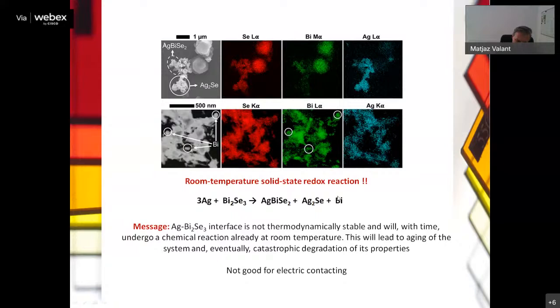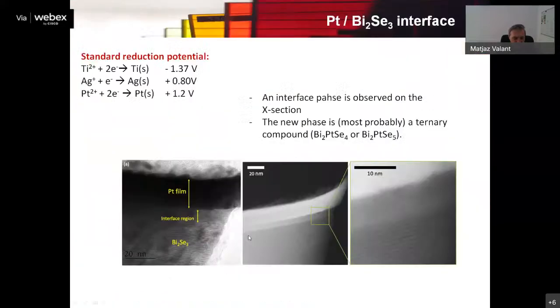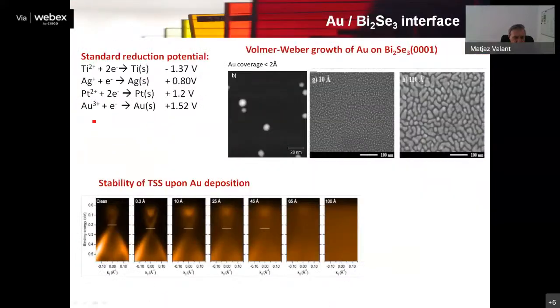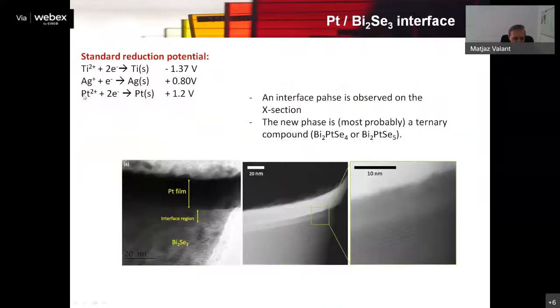We can say then that silver is not really good for electric contacting, for electrodes, because it's just not stable with time. And with time, your device will degrade because of this particular reason. Okay. So, of course, a very logical next step is to go for something even more noble, and that was platinum.